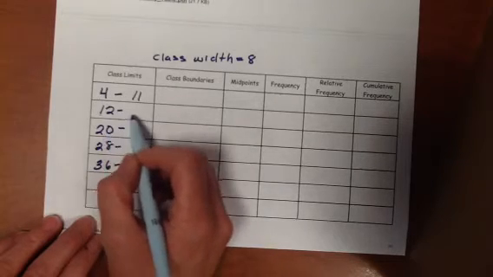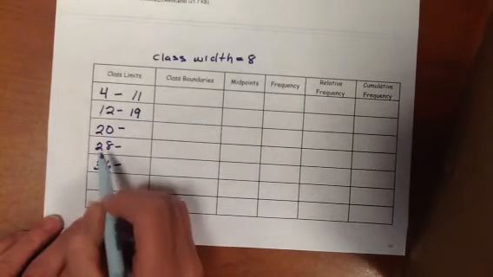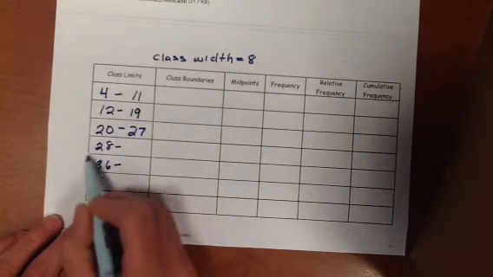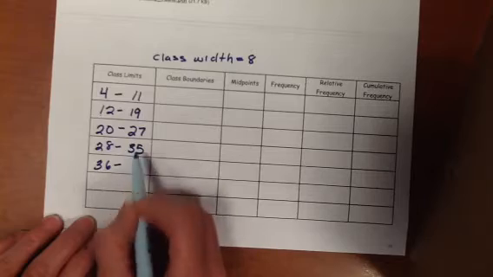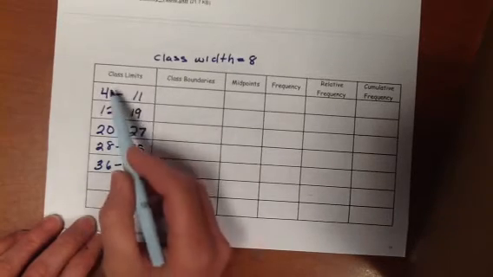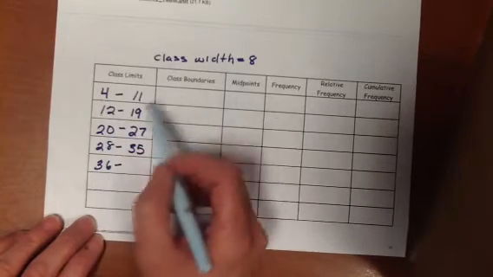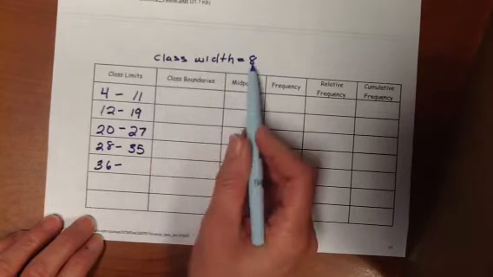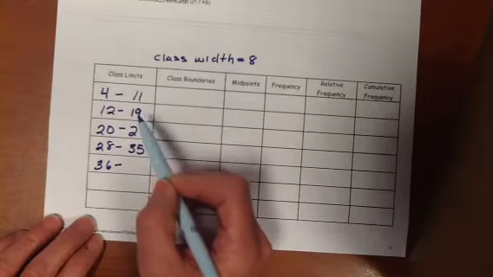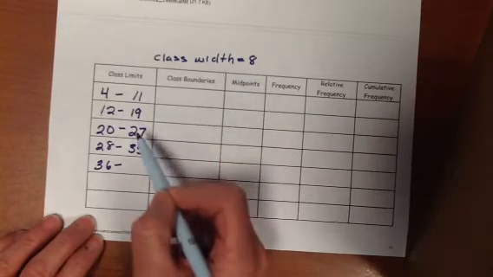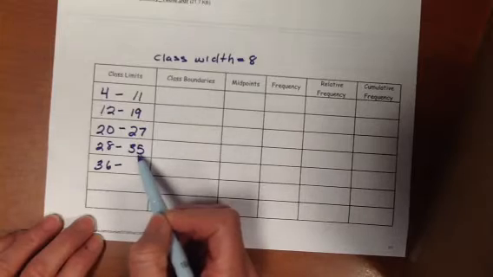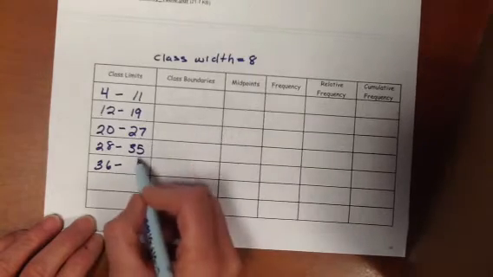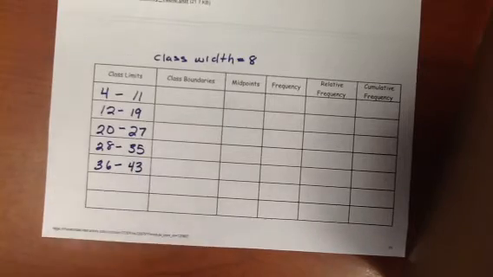Again, we can back up 20 by 1, we get 19. Back up 28 by 1, we get 27. 36 by 1, we'll get 35. And as you notice, we added our class width down here. You'll notice for the upper limits the same thing is true. We could have said 11 plus 8 gives us 19. 19 plus 8 gives us 27. 27 plus 8 gives us 35. To get our last upper limit, we can say 35 plus 8, which is 43.